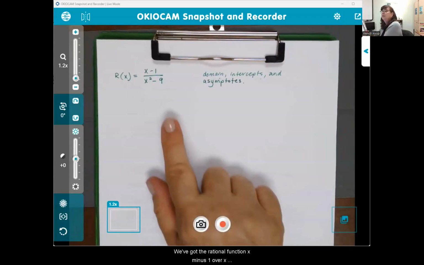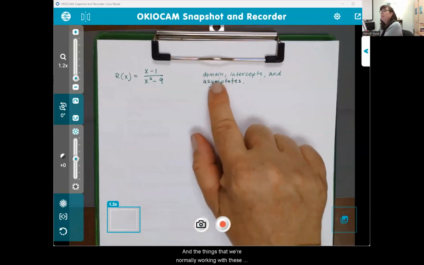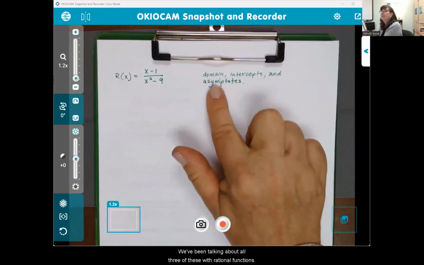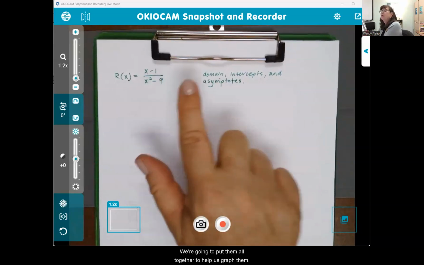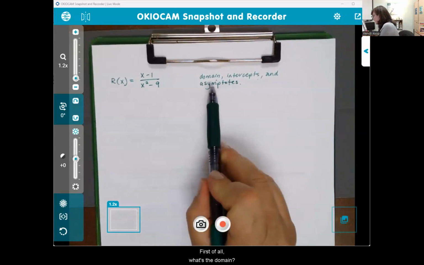We've got the rational function x minus 1 over x squared minus 9. And the things that we're normally working with these guys are domain, intercepts, and asymptotes. We've been talking about all three of these with rational functions. We're going to put them all together to help us graph them. First of all, what's the domain?